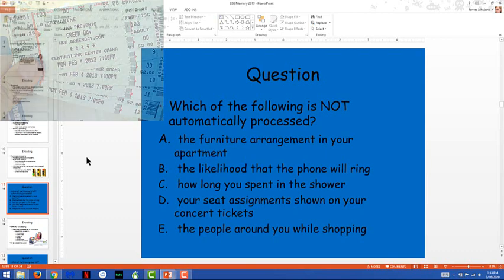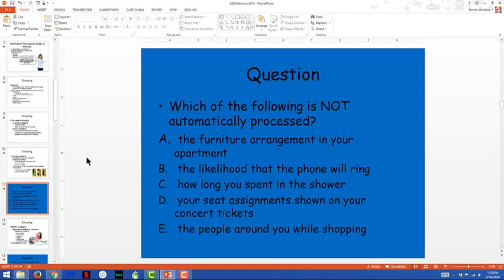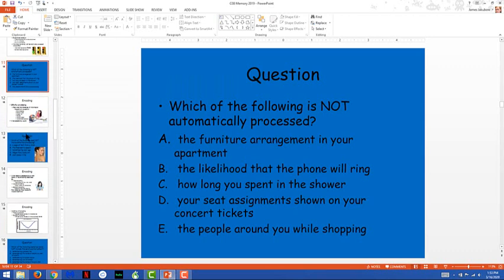The other answers, like for A, the furniture arrangement in your apartment, that's definitely a spatial arrangement. So that's space. Likelihood that the phone will ring, that is a frequency issue. How long you spent in the shower, that is a duration issue. The people around you while shopping, again, space. The people around you, whether it was crowded or not crowded.